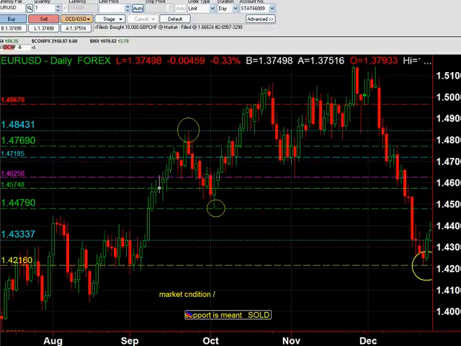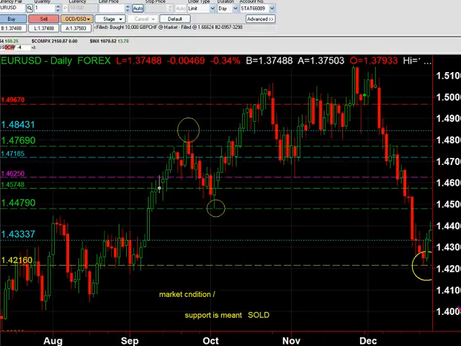So right now, because the market condition is trending down, this means that if the prices come back down to support, you are supposed to sell it, not to buy it. If you buy the euro dollar here, all I did is identify the market condition. It is trending, and now my support is 142.